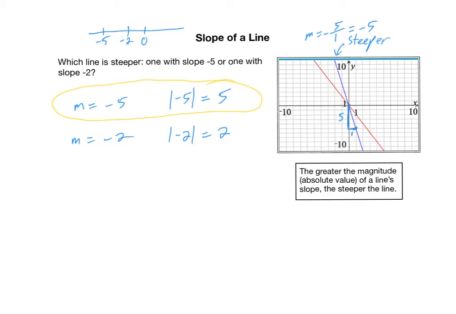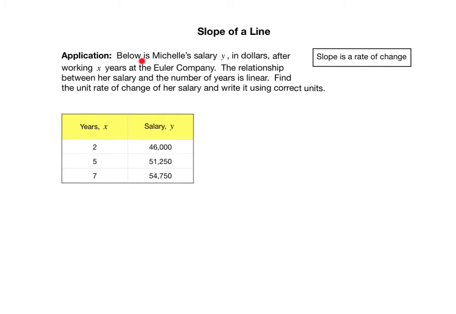In summary, whether you have lines with positive or negative slope, this is always true. The greater the magnitude or the absolute value of a line slope, the steeper the line. Let's now take a look at an application of slope. Below is Michelle's salary Y in dollars after working X years at the Euler Company. The relationship between her salary and the number of years is linear. Find the unit rate of change of her salary and write it using correct units.